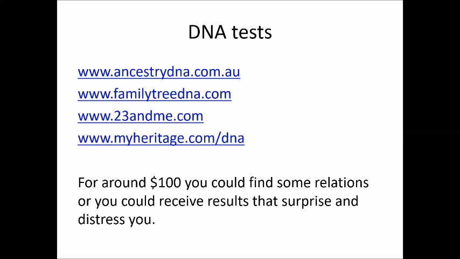But of course, what happens with DNA is that sometimes you find a surprise. As I said, for around $100, you could receive results that surprise or distress you, because you may find that your father wasn't your father, or that your brother is only your half brother, not your full brother, because your mother had an affair. Some people have also found a new cousin or a new half brother that they didn't know. So sometimes you find information that can be exciting, because you find you have a whole new family out there.